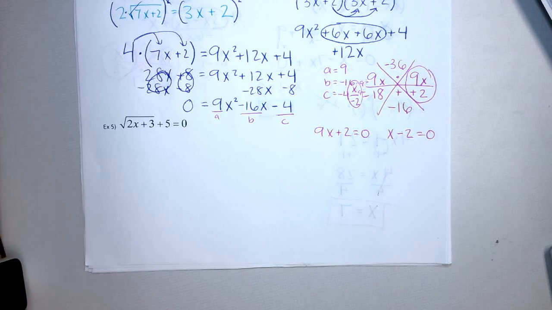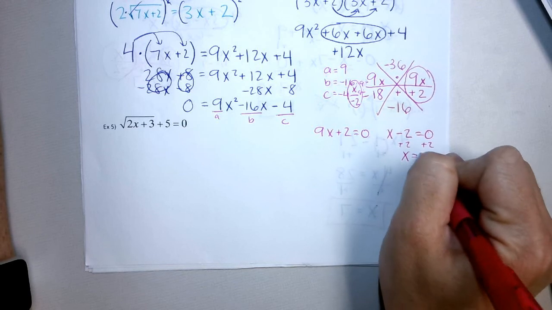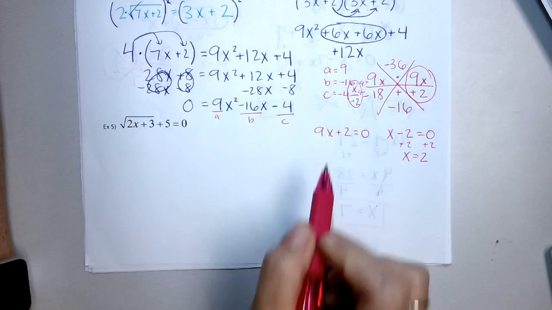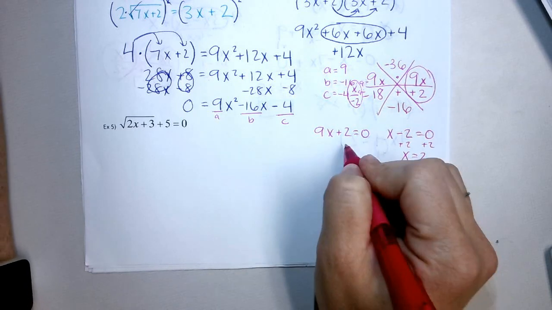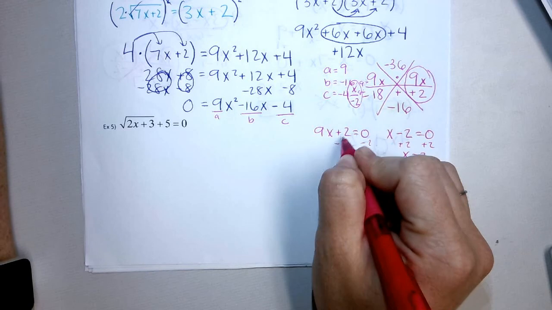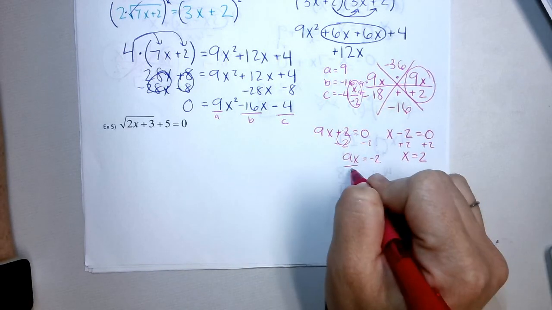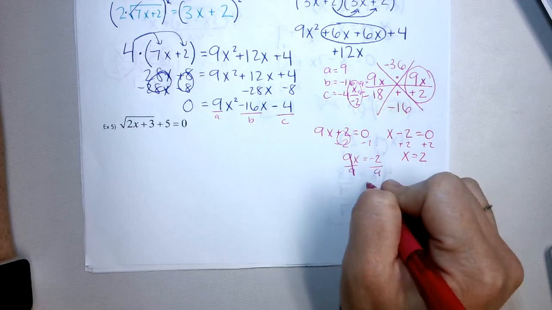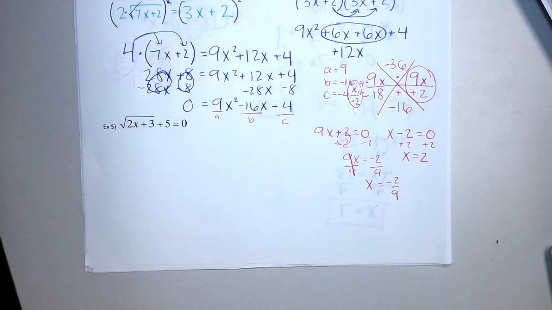Now what do I need to do? Solve. So this one's easy. Add 2 to both sides, and I get x equals 2. What do I do on this one, though? Subtract 2, and I get 9x equals negative 2. Now what? Divide by 9, and I get x equals negative 2 ninths. Am I done? Nope. What do I still need to do?